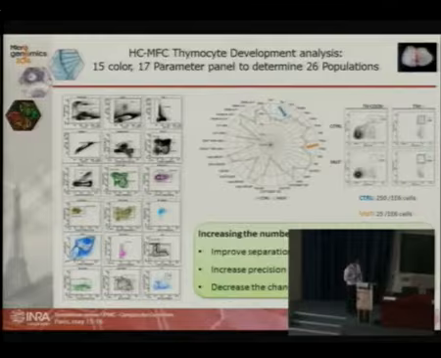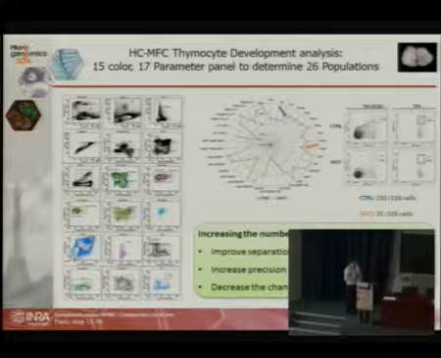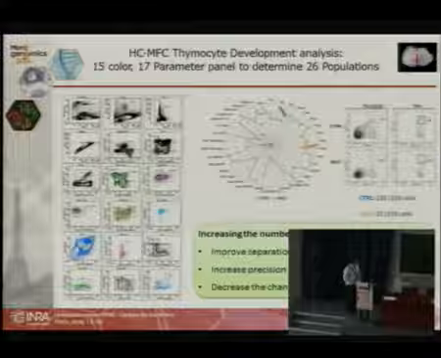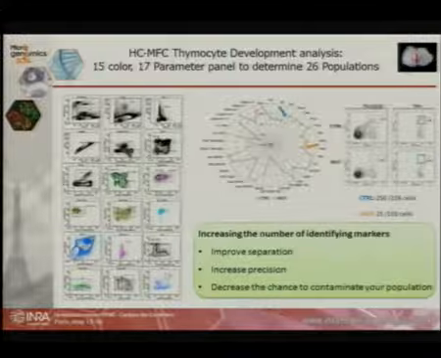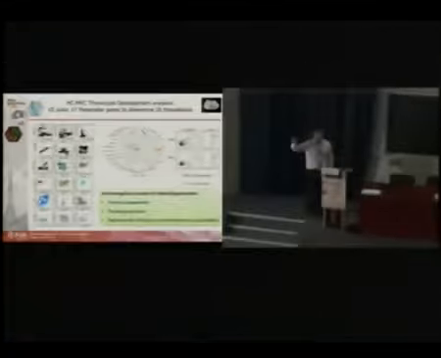So the take-home message here is that by increasing the number of identifying markers, you improve separation, and you increase also the precision of your phenotyping. And you also decrease the chance to contaminate your population, because basically you would put markers that before you would not be able to put because you have technical limitations. Now you can put them to actually gate out the cells that could contaminate your samples.